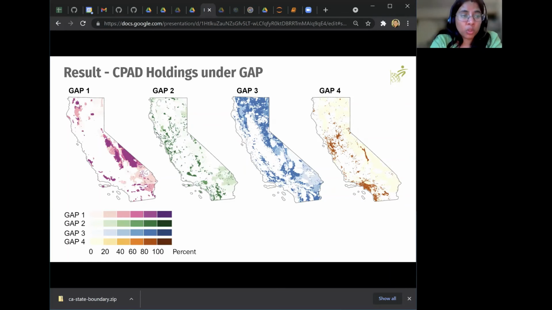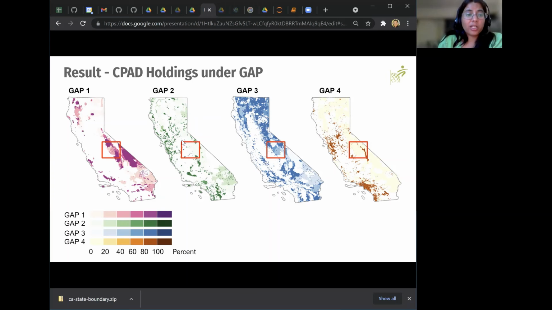This is what the visual would look like for CPAD, once intersected. We can see, instead of an acreage basis here, we've put it as a percentage of the holding. For each holding, what is the distribution within that holding across gap 1, gap 2, gap 3, and gap 4.